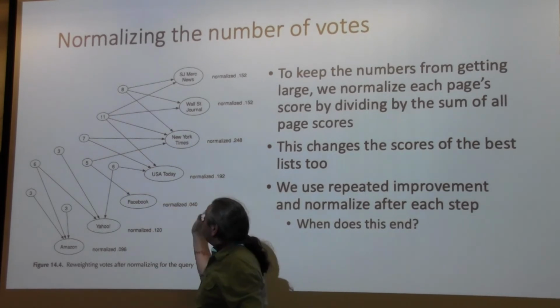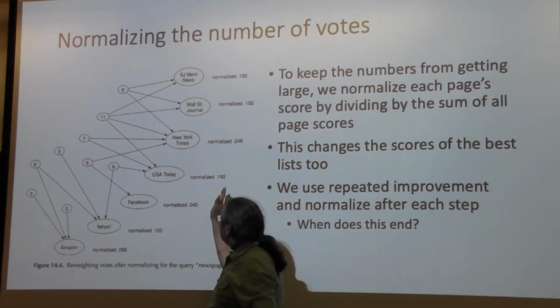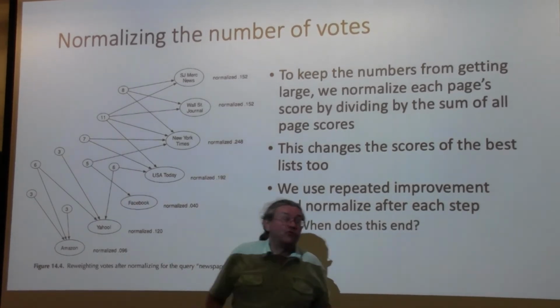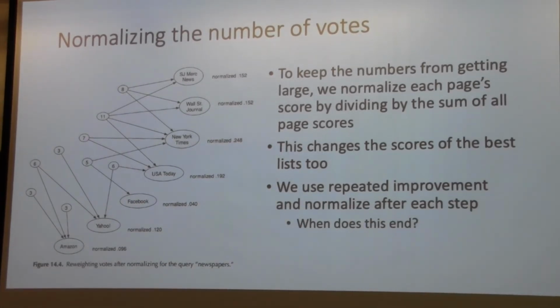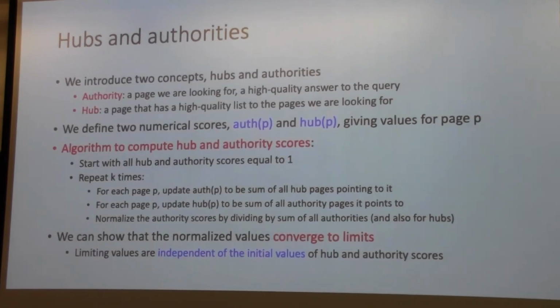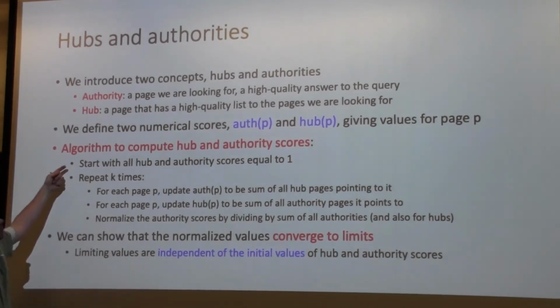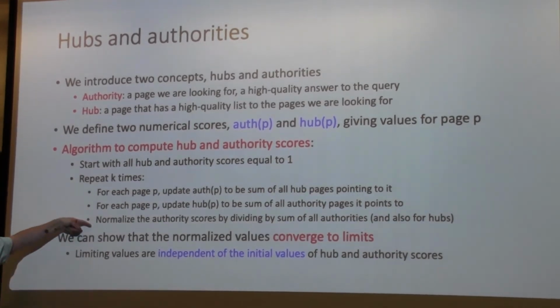You go back and forth, you keep normalizing, and eventually these numbers actually will converge. It's a fixed point. They will converge. Okay? This gives you an algorithm. You start with all hub and authority equal to 1, and then you repeat.